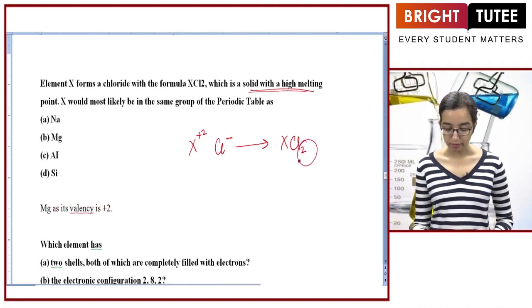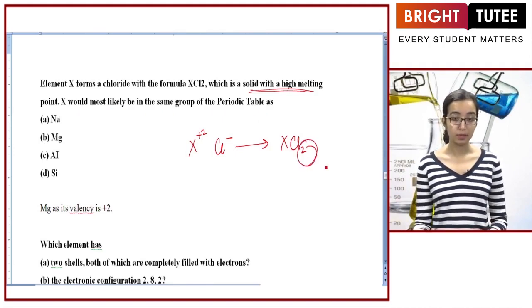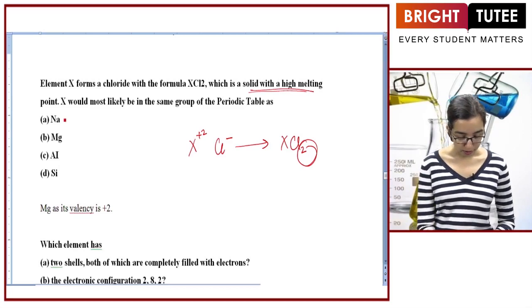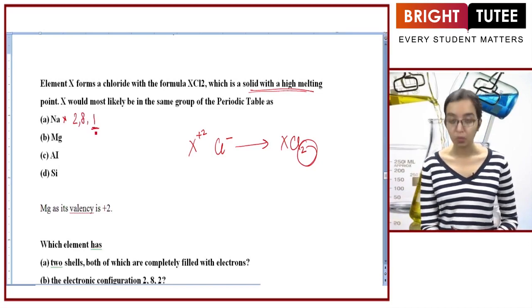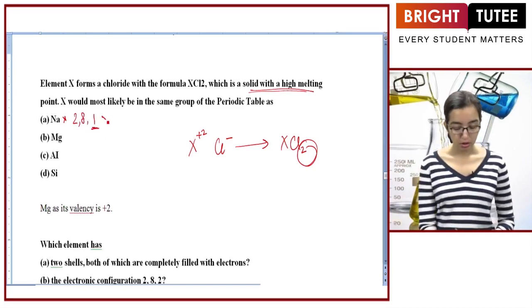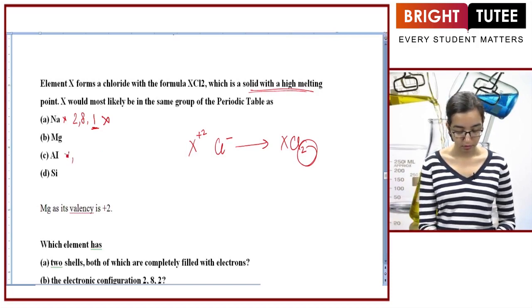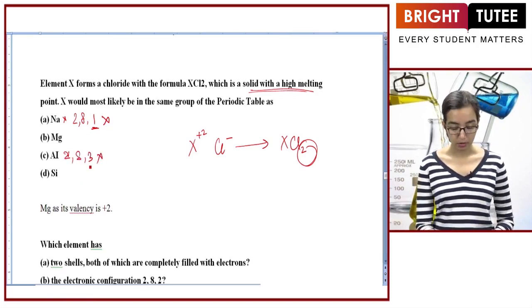So, for something to have a valency of 2 as well as be metallic, we will rule out sodium, because sodium has the configuration 2, 8, 1, which means it has 1 electron in the outermost shell. So, this is not the answer. Aluminium has the configuration of 2, 8, 3, which is again not the answer, because we need 2 electrons in the outermost shell. Silicon has the configuration of 2, 8, 4, again not the answer.